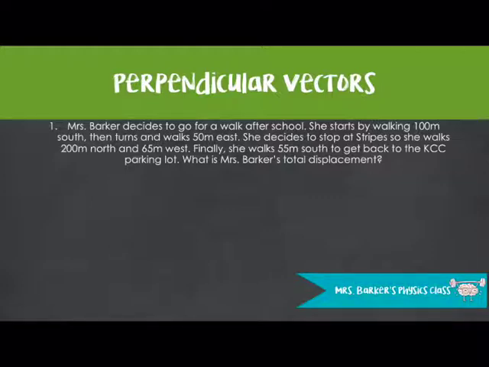She decides to stop at Stripes, so she walks 200 meters north and 65 meters west. Finally, she walks 55 meters south to get back to the KCC parking lot. What is Miss Barker's total displacement?